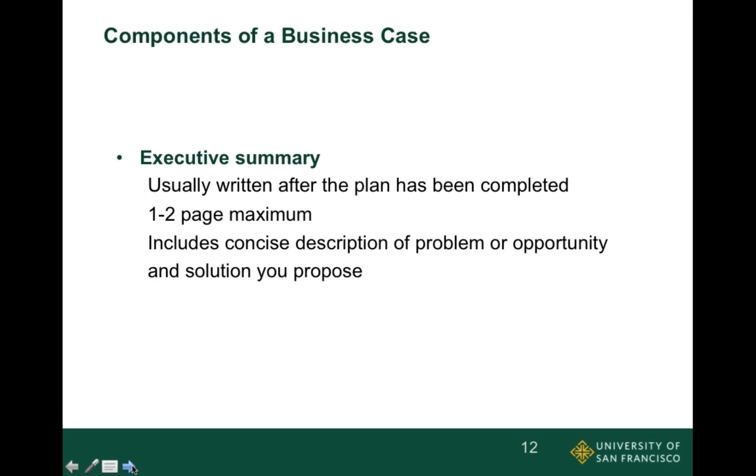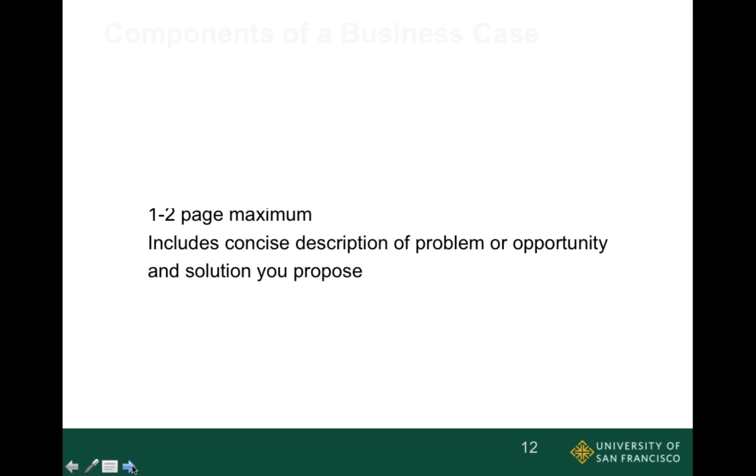So some of the components of a business case include an executive summary. And this is usually something that is written up after you've done your plan. So we're going to talk about the whole business plan, and then after you write it, you'll write a synopsis, a 1 to 2 page maximum that includes a concise description of your problem or opportunity and the solution you propose. Now, it's very similar to writing a manuscript for publication. At the end of writing that manuscript, that's when you write your abstract.